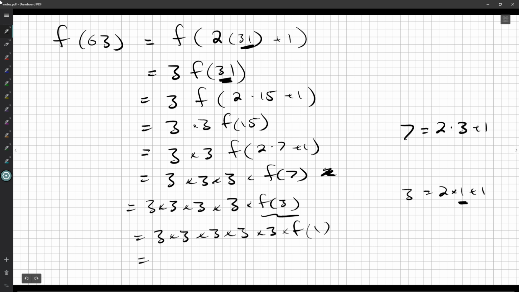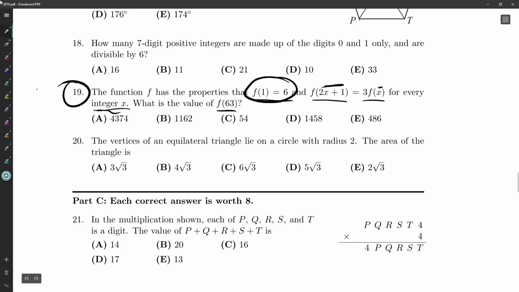But we know f of 1. It's 6. That's the only one they actually tell us. So we get 3 times 3 times 3 times 3 times 3 times 3, that's 729. And then we multiply that by 6, which is just going to be 2 times 729. So that should be 1458. Of course, if you need to, grab a calculator. No shame in that. Okay, so 1458 is right there.